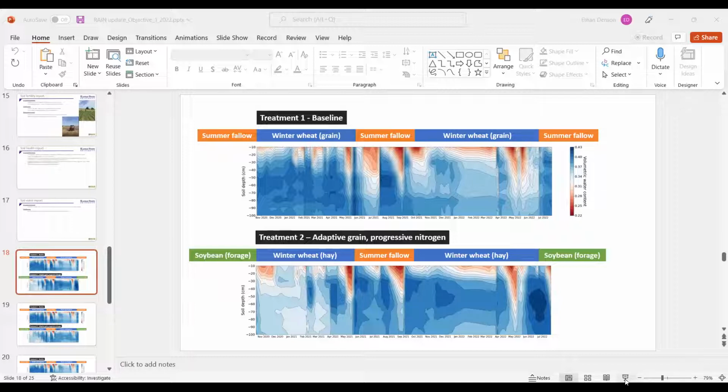Here we're not monitoring all 17 treatments. It would be too much time, but we are monitoring 5 key treatments that represent the different cropping systems that we have. So I decided to place the baseline at the top and different treatments at the bottom. As I'm passing the slides, the only one that is going to change is the bottom chart.